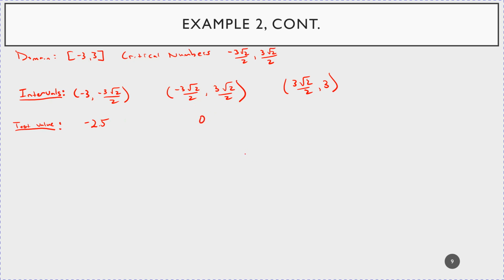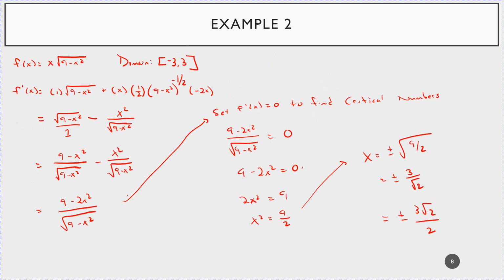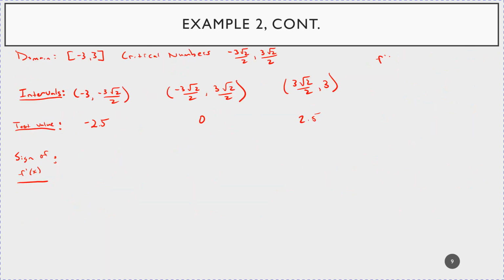Here, I'm going to pick 0. That's easy. And over here, I'm going to pick 2.5. Next thing you want is the sign of f prime of x here. Let me go back, just so you have it. This is our simplified derivative. I'm just going to write it over here. F prime of x is equal to 9 minus 2x squared all over the square root of 9 minus x squared.